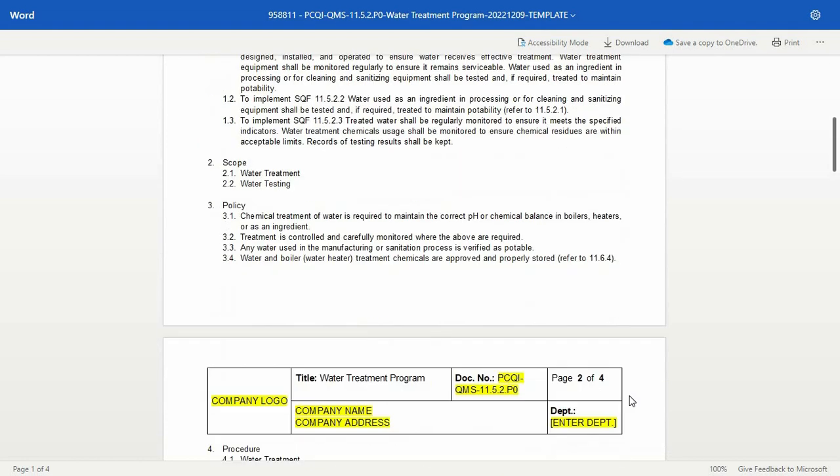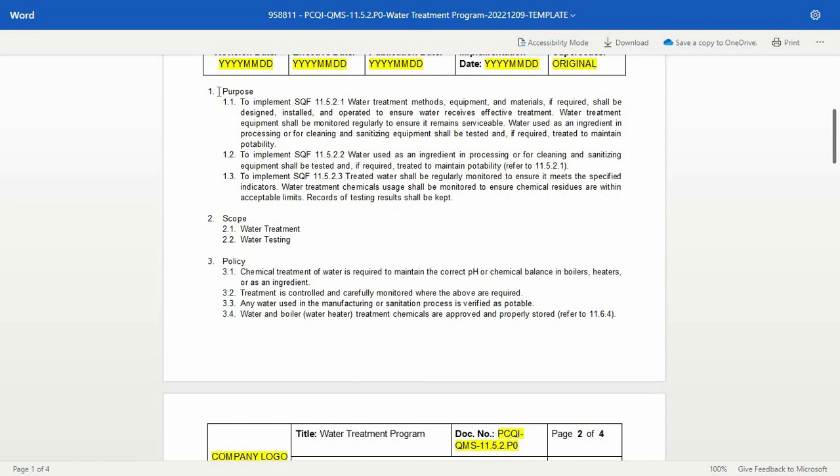Now we will focus on the components of the program. First is purpose. The purpose is the implementation of any certification standard or compliance with a regulatory requirement. For this program, it is for implementation with the SQF Module 11 Edition 9 for food manufacturing under Clause 11.5.2.